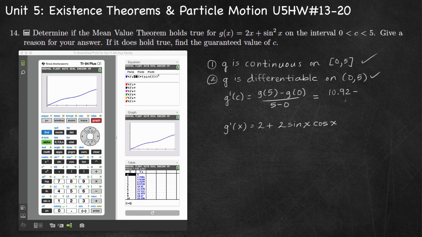10.92 minus g of 0, which I can also see in the table is 0, over 5. So I need 10.92 divided by 5. And I want to make sure I'm working with as exact values as possible. So I'm going to go ahead on my home screen and find g of 5 again. Then we needed to subtract 0, which isn't going to change the number, and then divide by 5. So I get 2.1839.